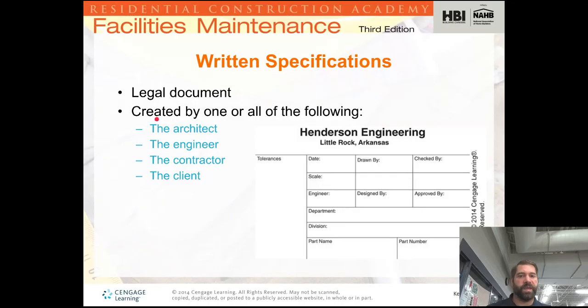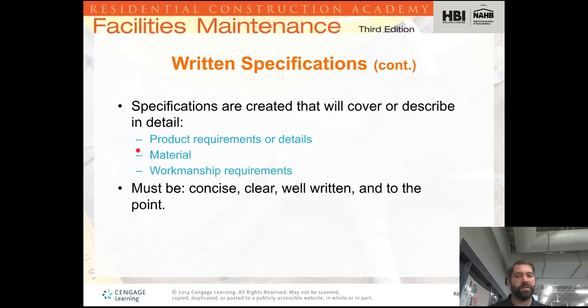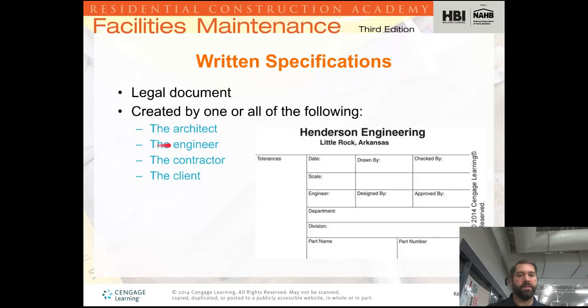So written specifications, you're going to see these. This is the block that has all the information on it, so it lets you know the date, what scale you're using, who drew it, who checked it, things like that. And they're created by one of or all of the following. So it can be the architect who does it, it can be the engineer, the contractor, or even the client.